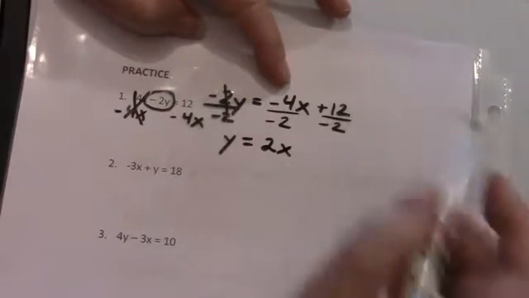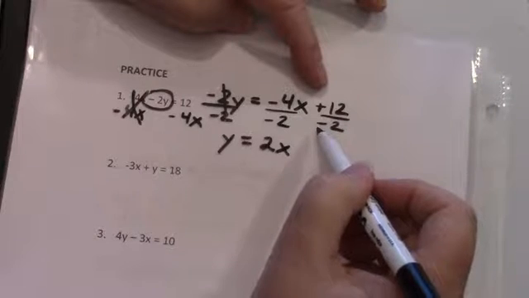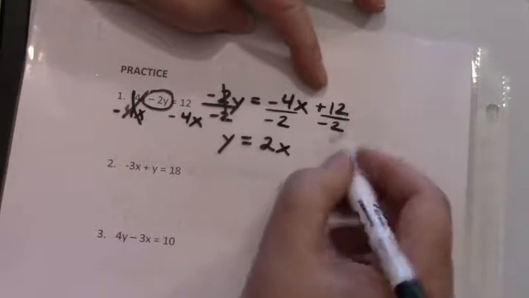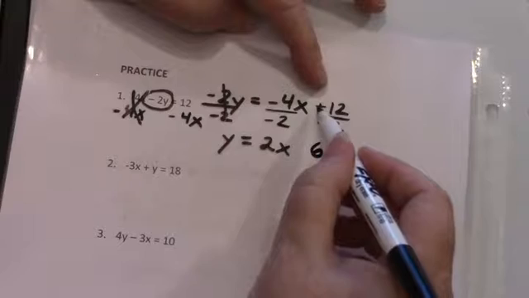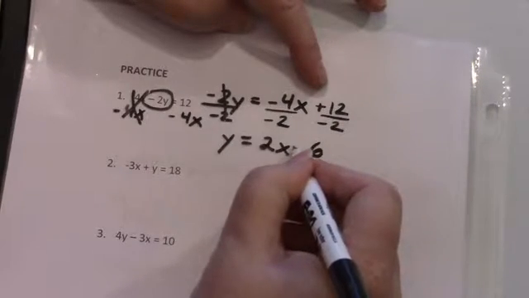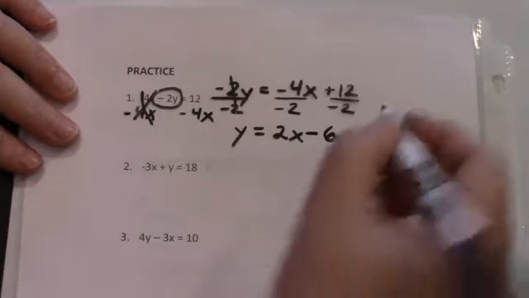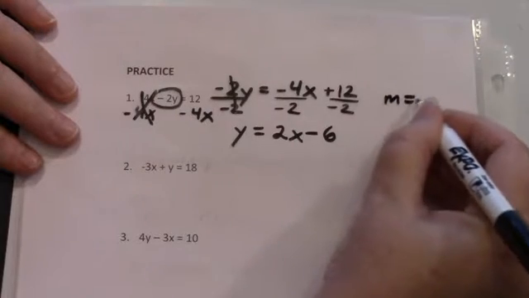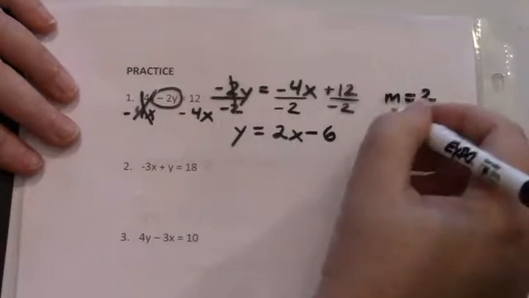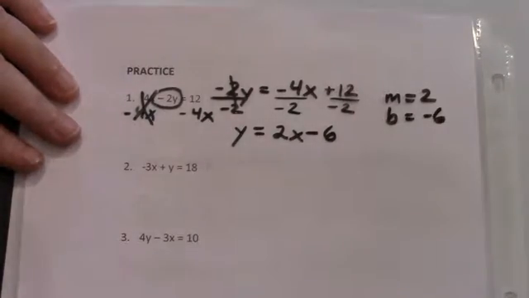So I have 2x. A positive 12 being divided by a negative 2. 12 divided by 2 is 6, and because I have opposite signs, my division rule says it's going to be minus. So I have now converted this. And what is my slope of this line? My slope, or m, equals 2, and my b equals negative 6. Now I can use this information and graph the line if I so desired.